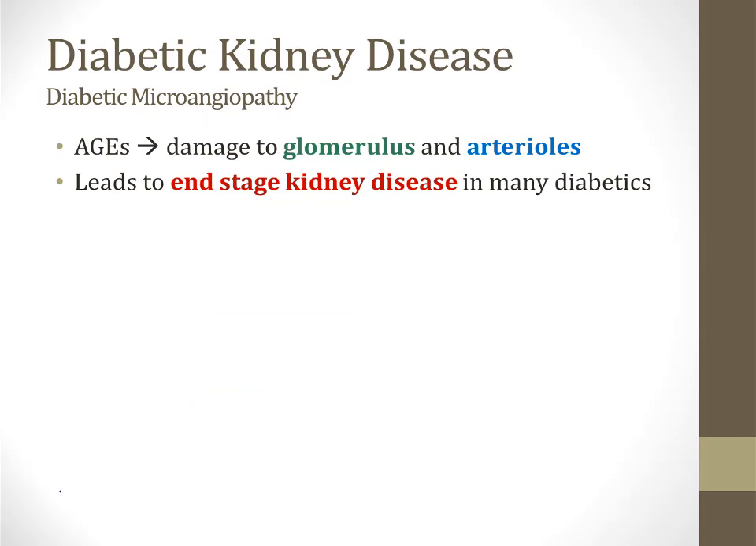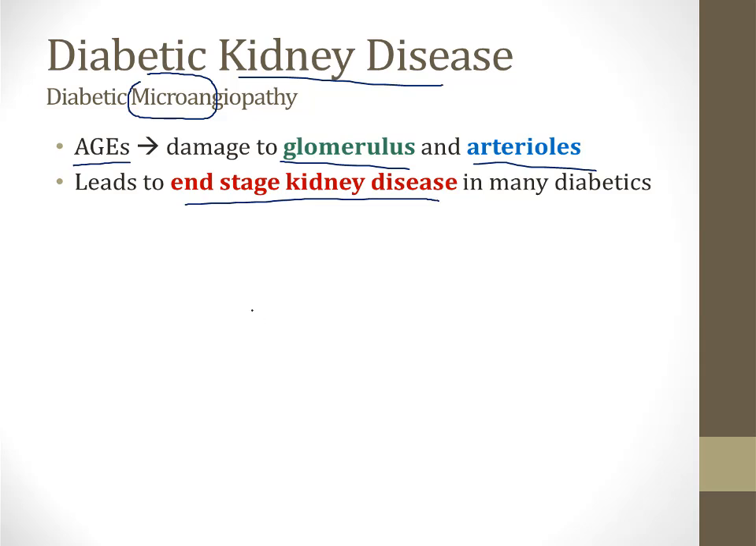Advanced glycosylation end products have also been shown to play a role in diabetic kidney disease. This is sometimes referred to as an example of diabetic microangiopathy. The word micro is here because now we're talking about small vessels, not large vessels like coronary arteries. The AGEs can lead to damage to both the glomerulus and the efferent and afferent arterioles, and for many diabetics this leads to end-stage kidney disease. A very common reason for patients to be placed on dialysis is because of diabetic kidney disease.